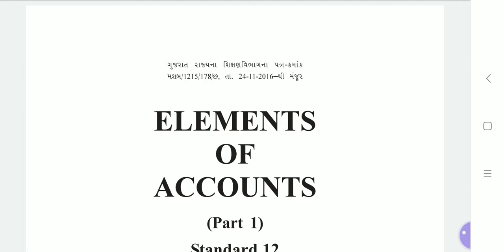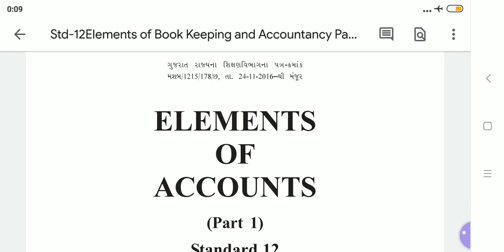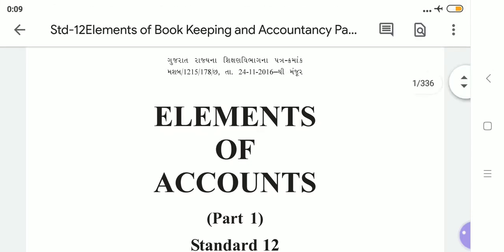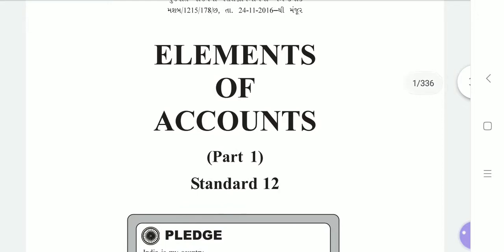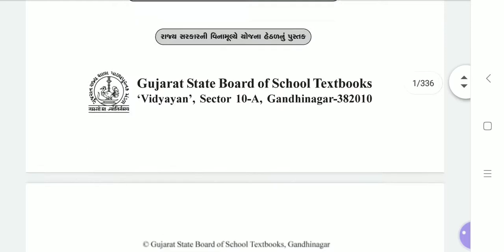So, moving towards the subject, we have accomplished 3 chapters so far, and today we'll commence with chapter 5. But before proceeding with chapter 5, let us quickly revise the chapters that we have completed previously. So, starting with chapter 1, that is Introduction to Partnership.